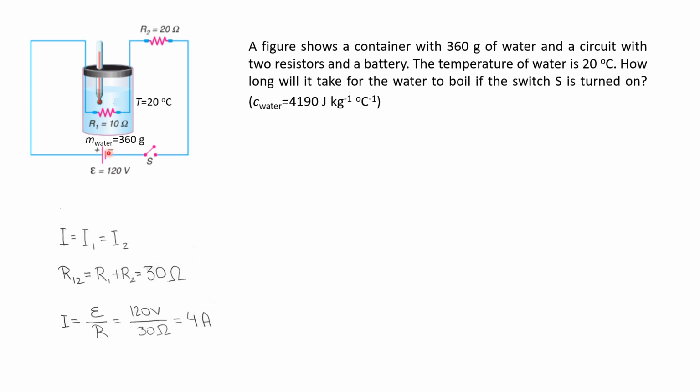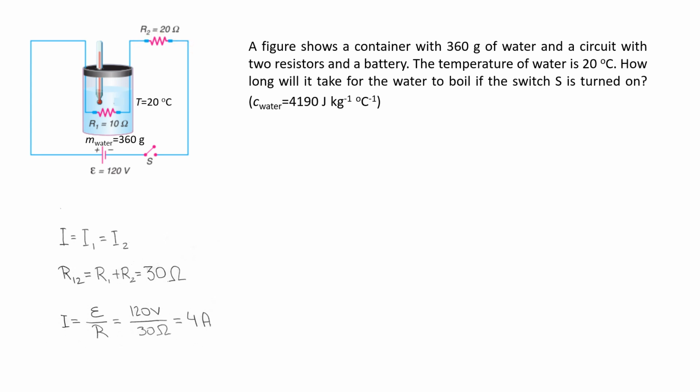What about the equivalent resistance of this network? Well, you have two resistors connected in series, so the total or equivalent resistance is just the sum of these resistors, which is 10 plus 20 equals 30 ohms. Now we can find the total or net current going through this circuit, which is the voltage of the battery divided by the total resistance, which is 4 amps. So 4 amps of current going through the circuit, through resistor 1 and through resistor 2.